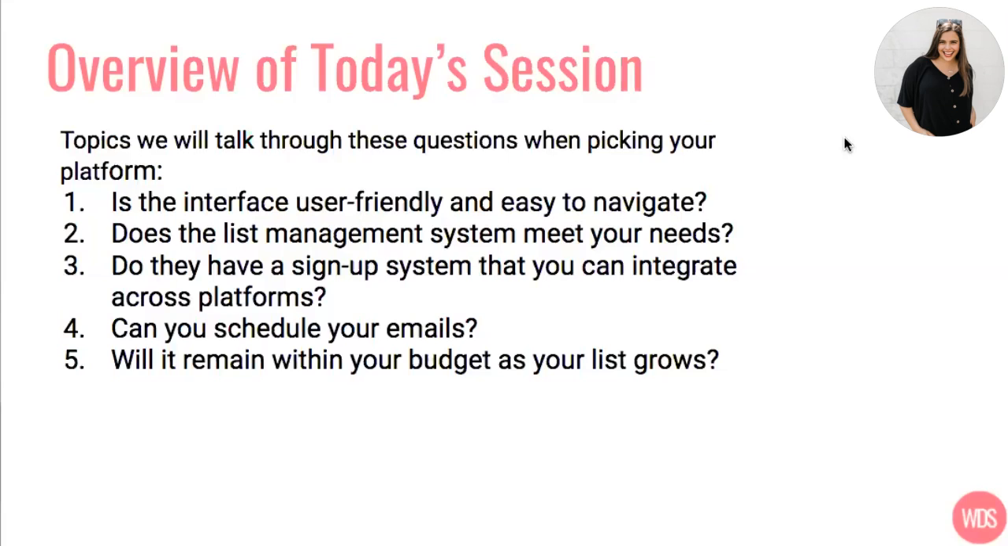So making sure that the system that you pick has the right list set up for you, right? There's a lot of different options that people can have, but you don't always need to have more than one audience list. And every platform can name these things differently, so making sure that you understand those is really helpful. And then the third thing is, do they have a sign-up system, and how can you integrate that across your platforms?